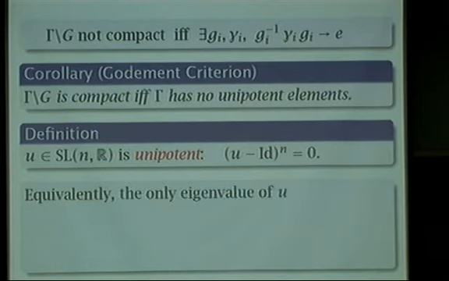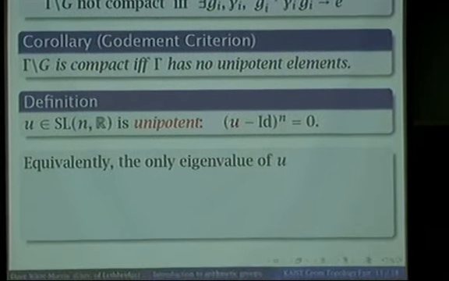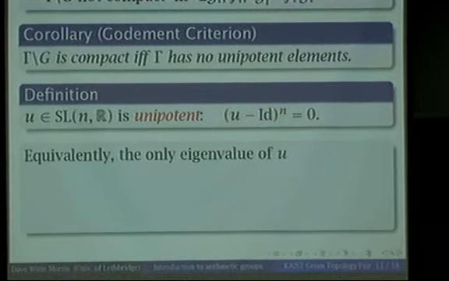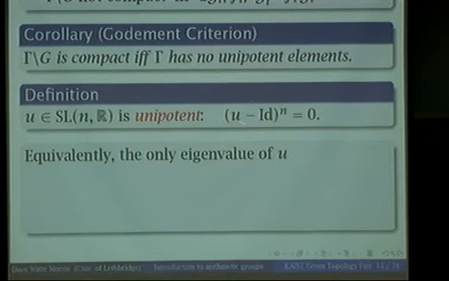Another way of saying the same thing: the only eigenvalue of the matrix U minus the identity is 0, so the characteristic polynomial of U minus the identity is just a power of x. Equivalently, the only eigenvalue of U is 1. That's exactly what it means. If you've got a matrix whose only eigenvalue is the number 1, then it's unipotent.